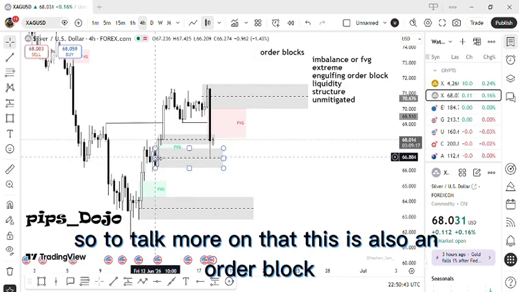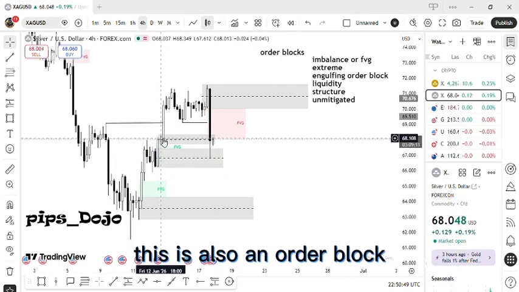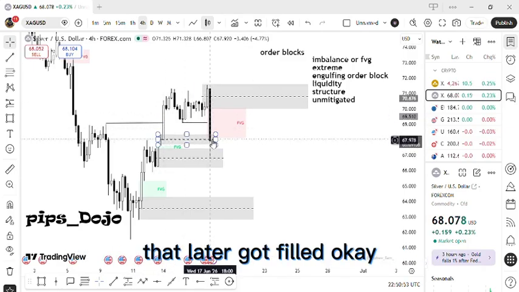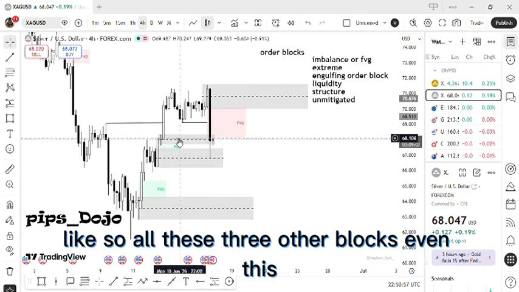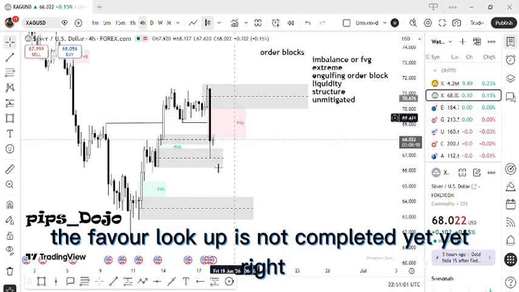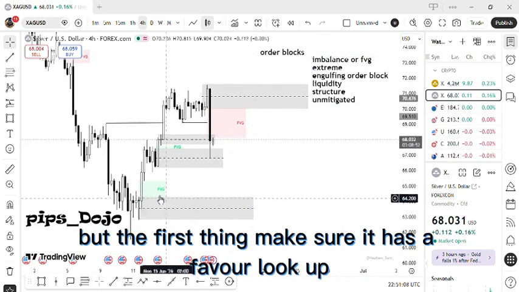So to talk more on that, this is also an order block, and it has a mini fair value gap right here. This is also another block. It has a bullish fair value gap right here that later got filled. So all these three other blocks, even this, but the fair value gap is not completed yet. But the first thing, make sure it has a fair value gap.